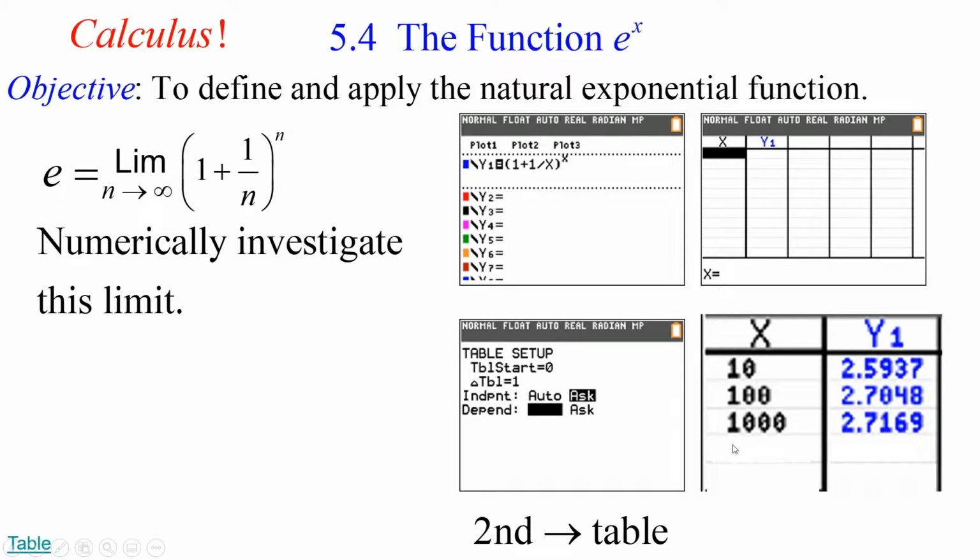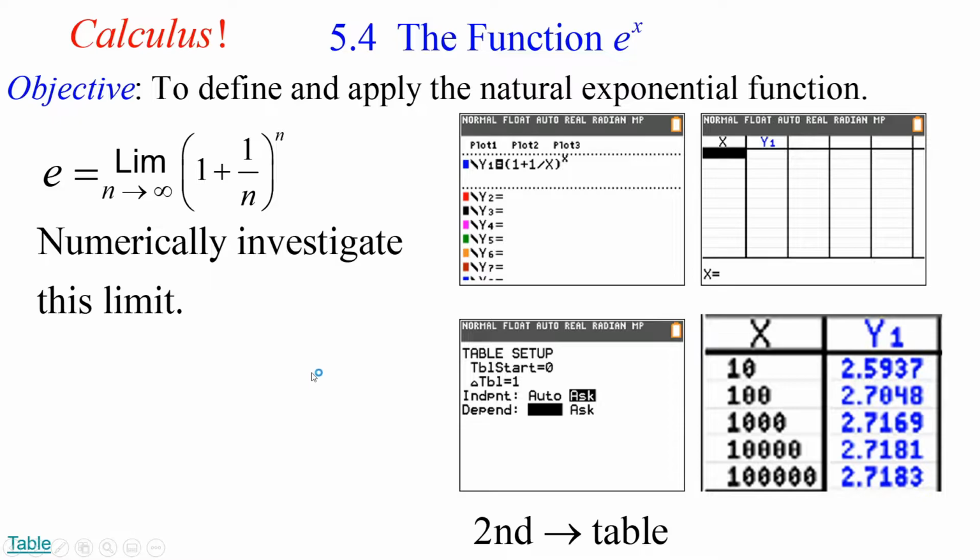So let's go 10 to the fourth, or 10,000. And that's going to be 2.7181. And then finally, let's go 10 to the fifth power, which is what, 100,000? And what is that? 2.7183. So look at what we did. 2.7181, 2.7183. This is now accurate to 3 decimal places.